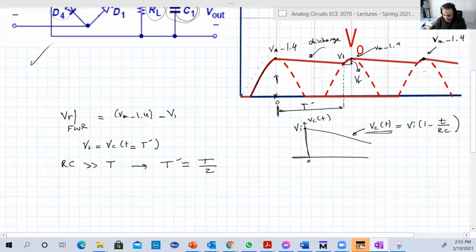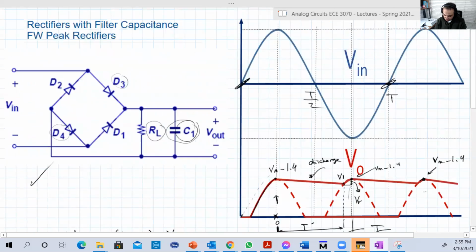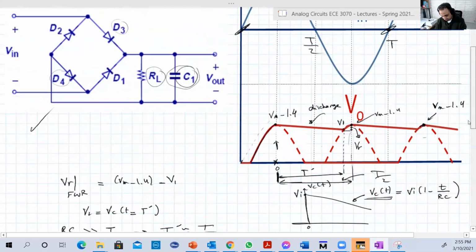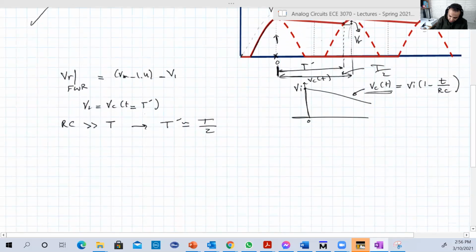not T. If we consider this as 0, the distance between that point and that point is T over 2, not T. Here it's more clear, from that point to that point, this is T over 2. So V1 is approximately equal to Vc when t equals T over 2.